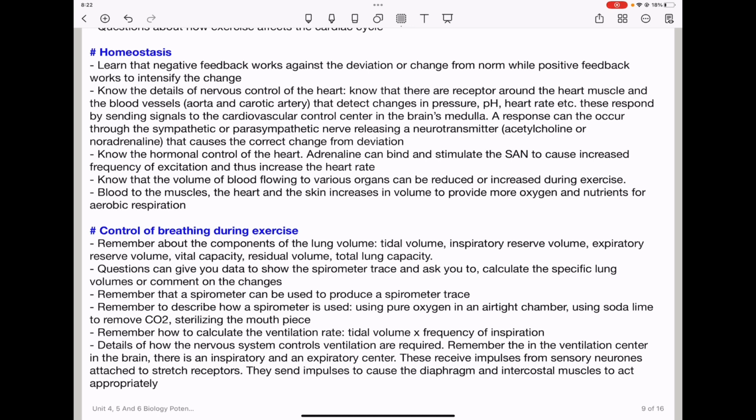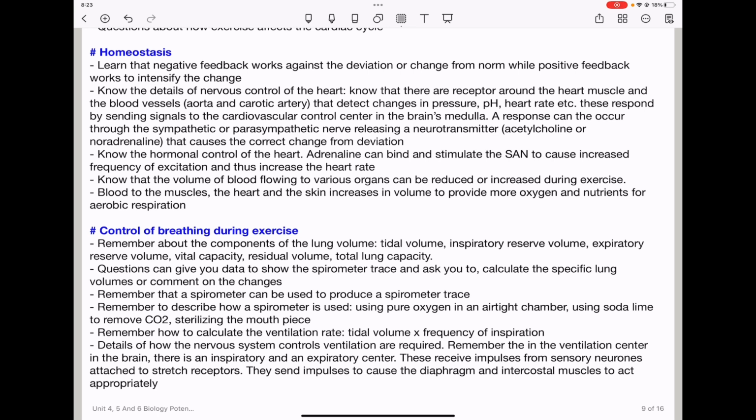They can ask you about details of how the nervous system controls ventilation. You need to remember that it occurs in the ventilation center in the brain. There is an inspiratory as well as an expiratory center, and these receive impulses from sensory neurons attached to the stretch receptors that could be found in the bronchi.